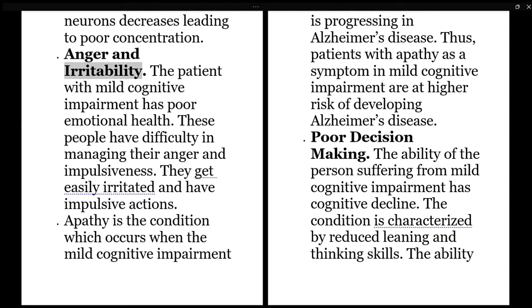As the blood supply is reduced, the energy level of the neurons decreases, leading to poor concentration. Anger and irritability. The patient with mild cognitive impairment has poor emotional health. These people have difficulty in managing their anger and impulsiveness. They get easily irritated and have impulsive actions. Apathy is the condition which occurs when the mild cognitive impairment is progressing in Alzheimer's disease. Thus, patients with apathy as a symptom in mild cognitive impairment are at higher risk of developing Alzheimer's disease.